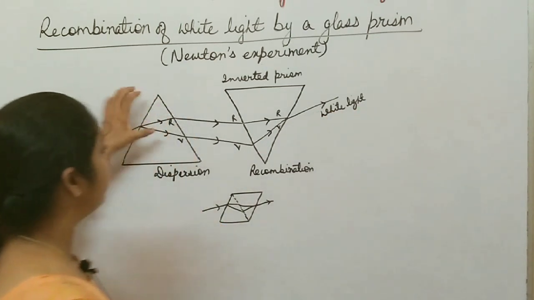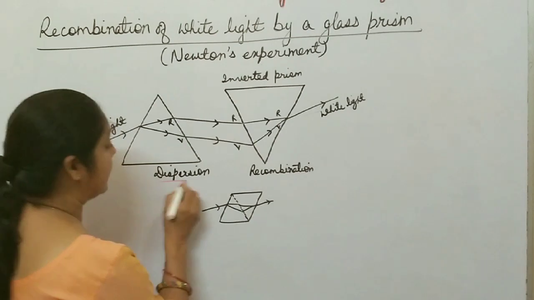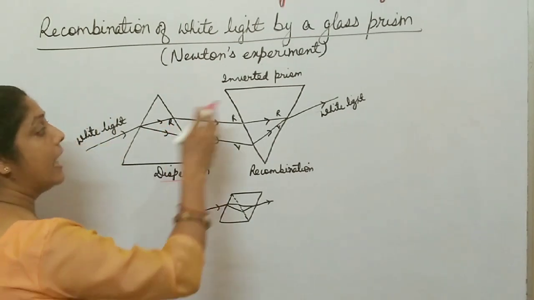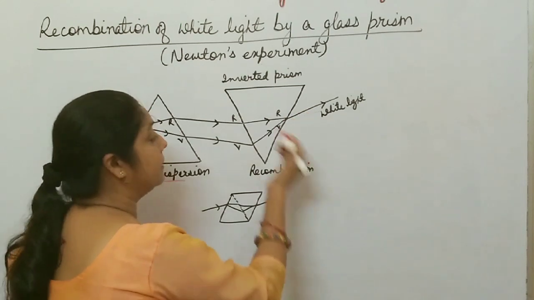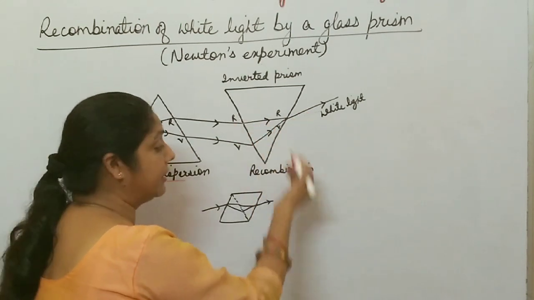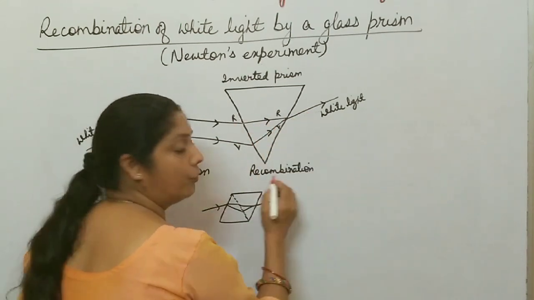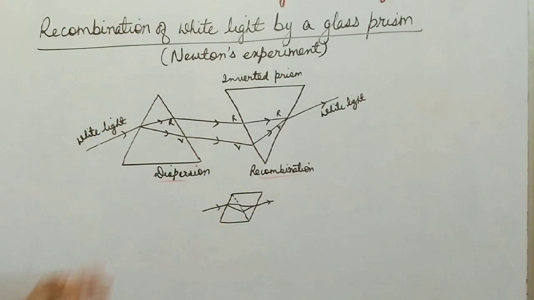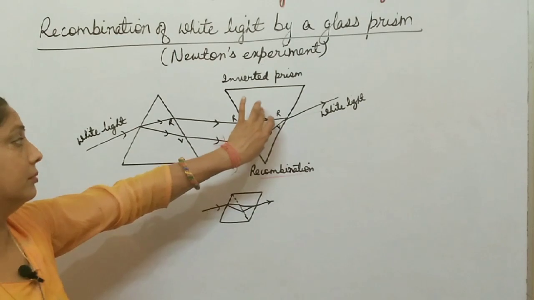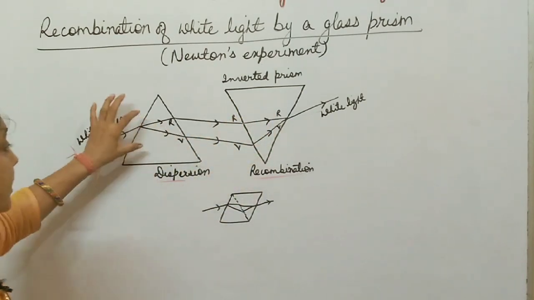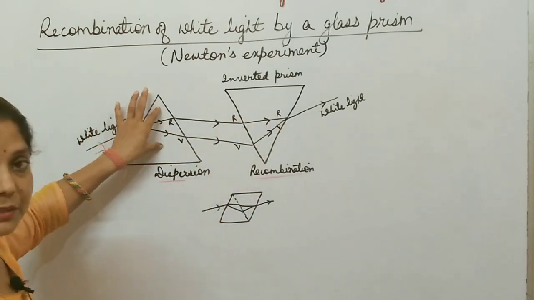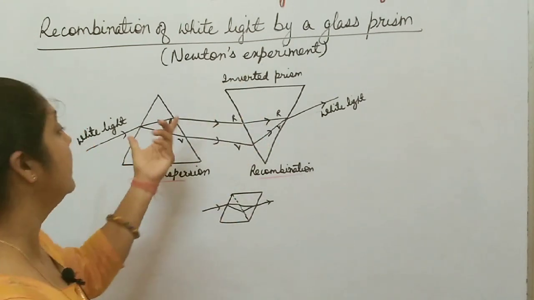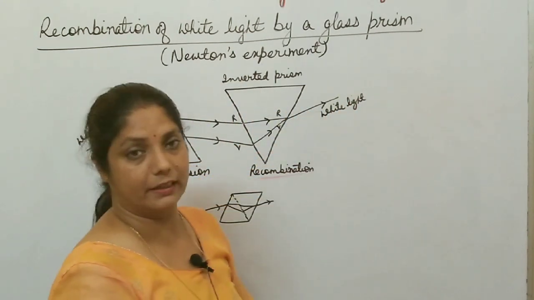It means what? The first prism acts as dispersion. Through the first prism dispersion, meaning splitting of light, takes place, and in the second inverted prism this visible spectrum recombines again to form white light. Recombination takes place through the second prism. Here also dispersion takes place, but the angular dispersion produced by the first prism is equal and opposite to that of this inverted prism. That's why these recombine to produce white light.